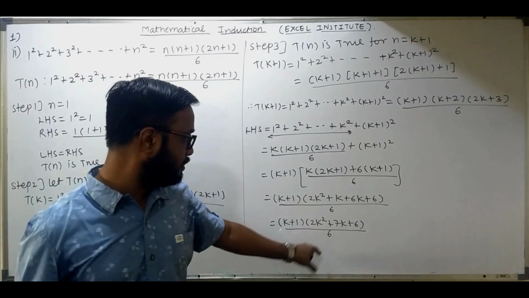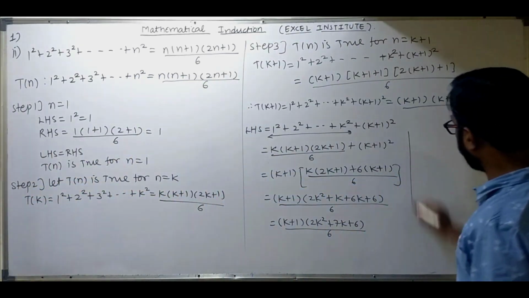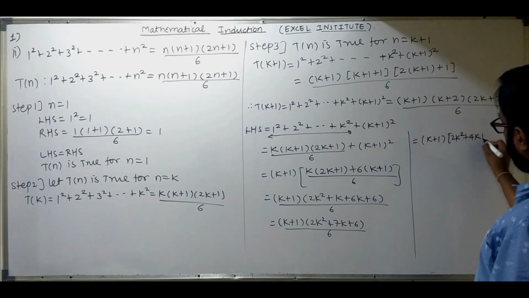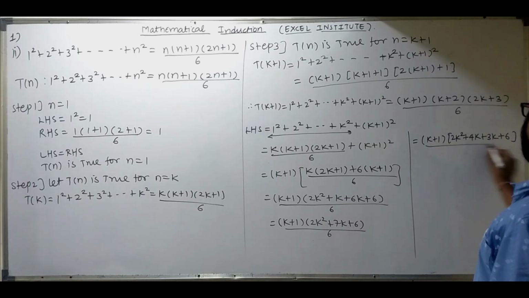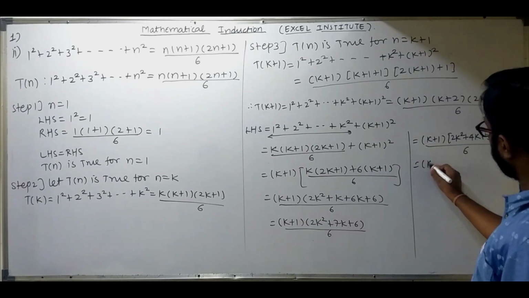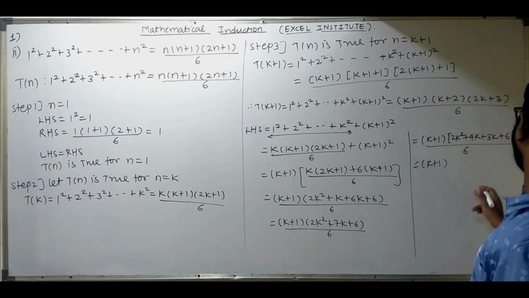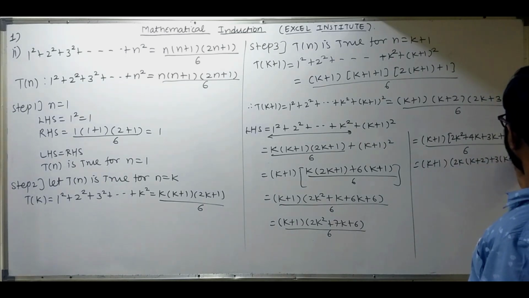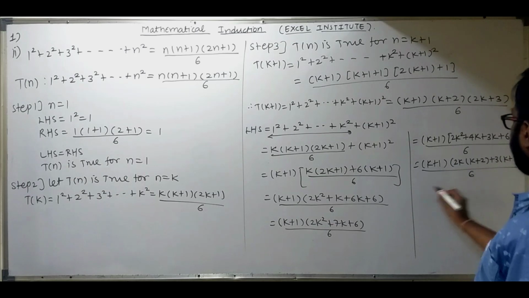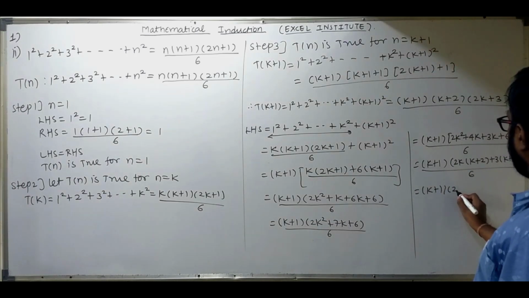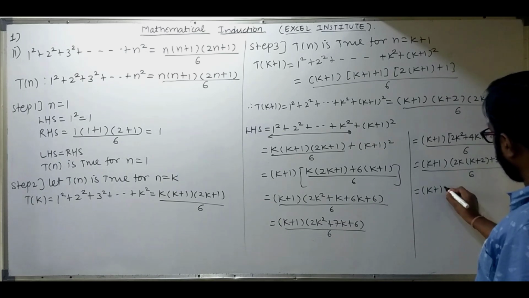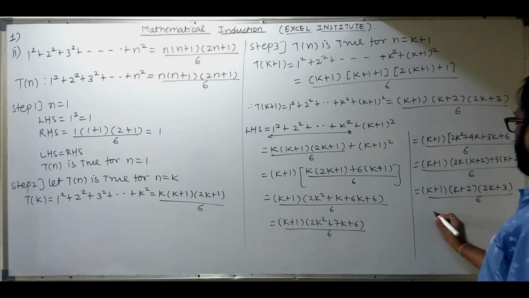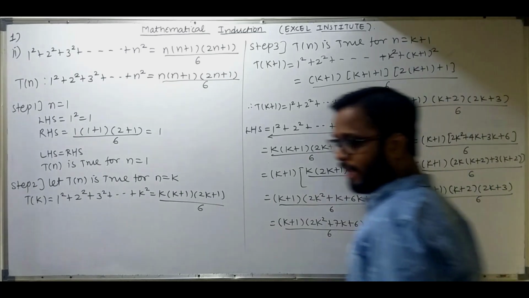6 2s are 12, 4 and 3 are the factors. So this is k plus 1, 2k square plus 4k plus 3k plus 6 upon 6. So this is k plus 1. I'll take 2k common, so we'll get k plus 2. 3 common, k plus 2. So basically this is k plus 1, k plus 2, 2k plus 3 upon 6. Okay, which is equal to RHS.